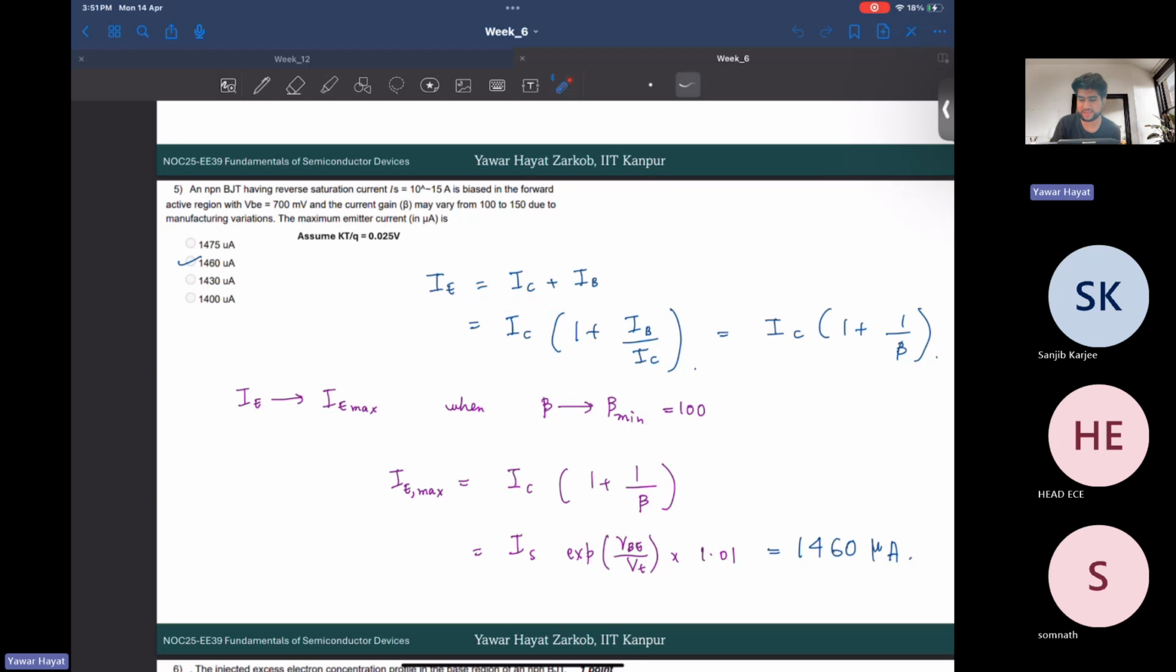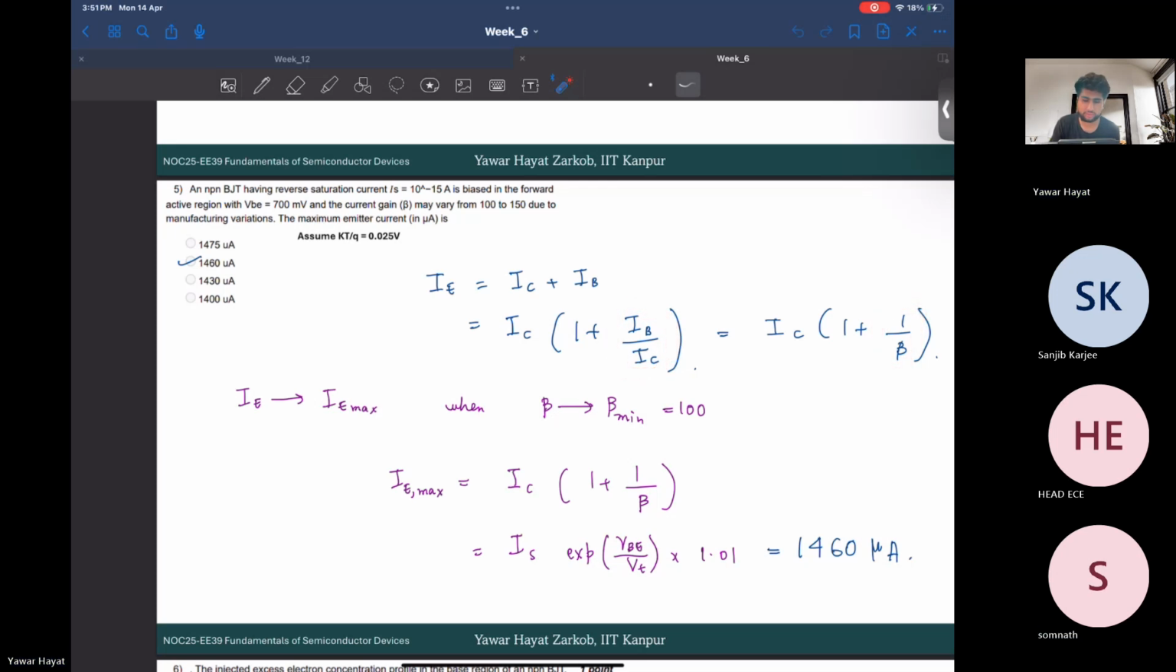See, IE is IC plus IB, right? If you take IC common, you'll have 1 plus IB by IC, right? And IC by IB is 1 by beta. Sorry, IC by IB is beta, and IB by IC would be 1 by beta, right?